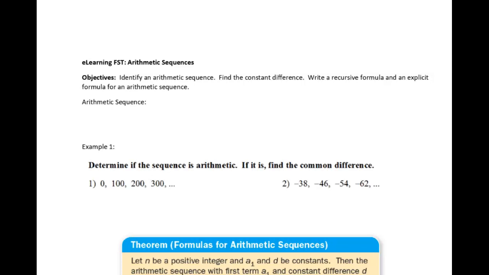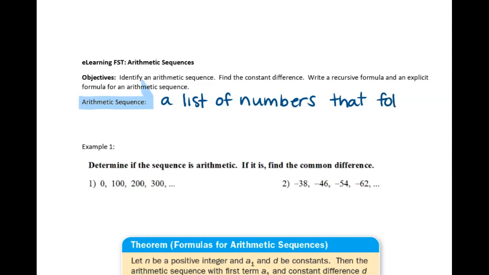Hello everyone. Today I'm going to talk about arithmetic sequences. So an arithmetic sequence is a list, terrible highlight job by the way, sorry about that, of numbers that follows a definite pattern.